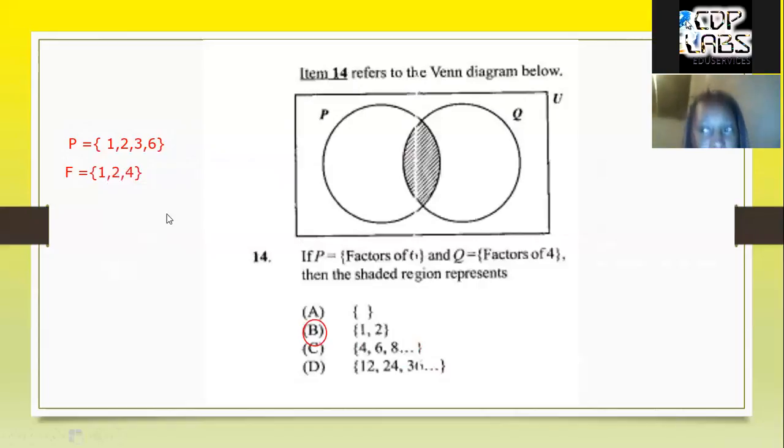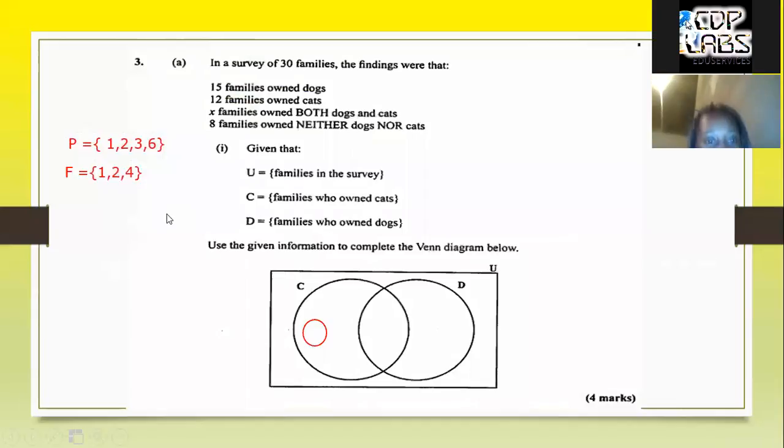So this was an easy one. It was an easy one? Yeah. All right. Ready for this one?